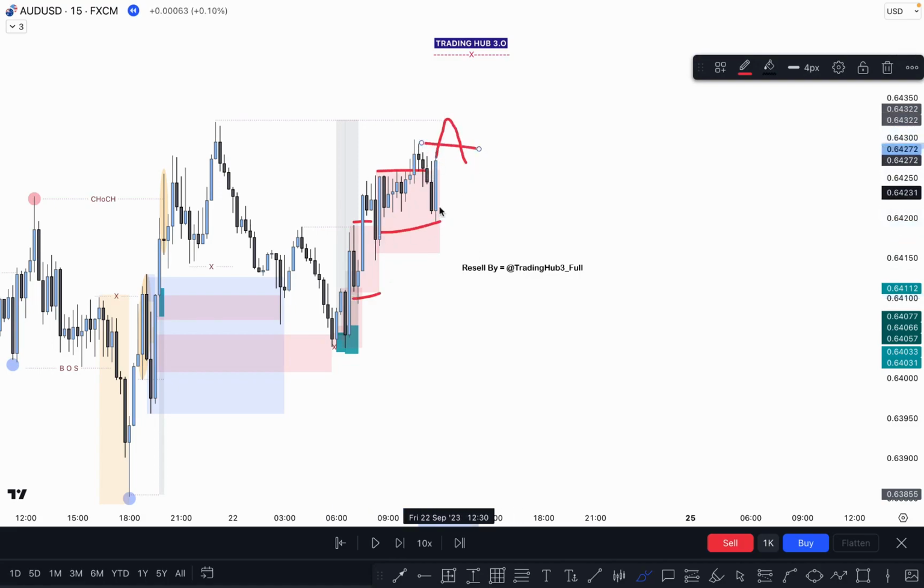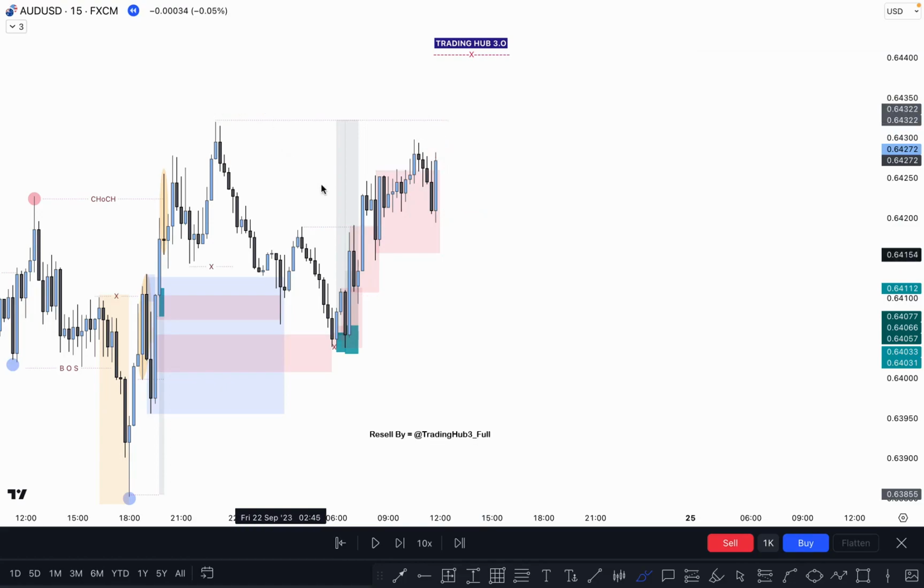If price came back here, buying directly. If this high is broken, then you need inducement. So let's see what happened next after this one.